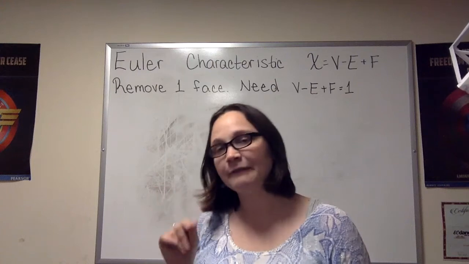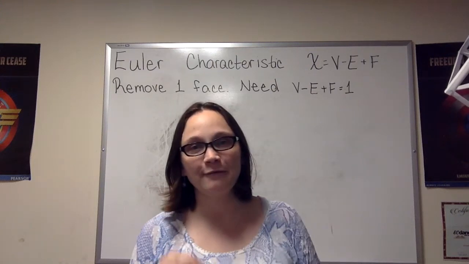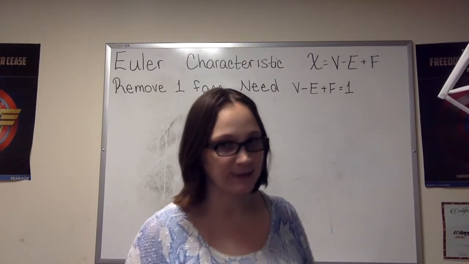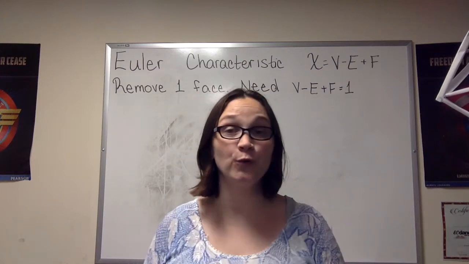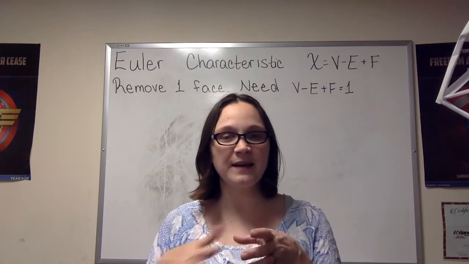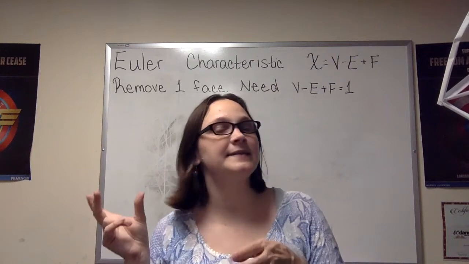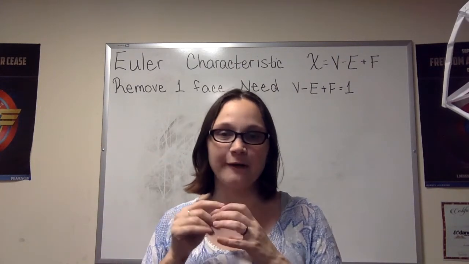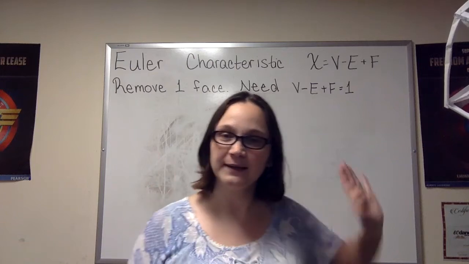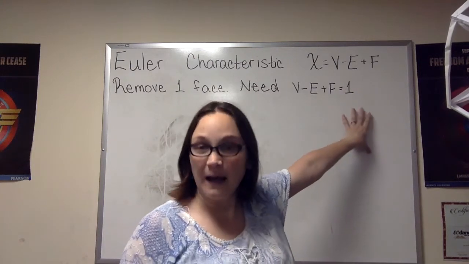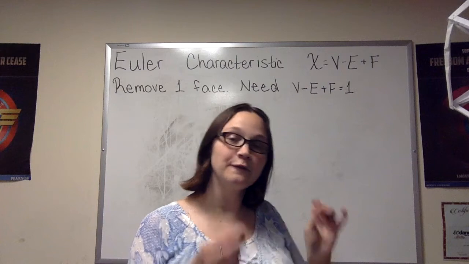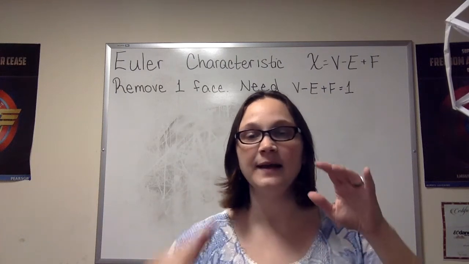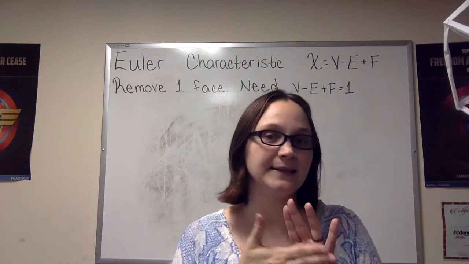When I remove one face, I actually now need to show that vertices minus edges plus faces, this Euler characteristic, is equal to 1. This is because whenever I take that missing face that I removed and add it back in, I'll be adding in an extra face. So I'll be adding 1 to this value. I want it to be equal to 2, so for now I need it to be equal to 1 so that I can add the face in to get it to 2.